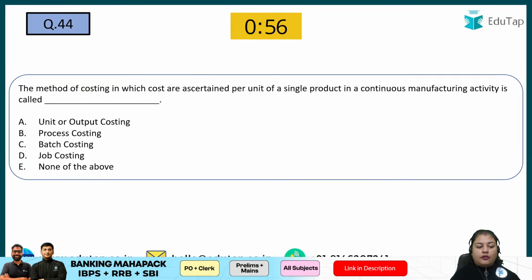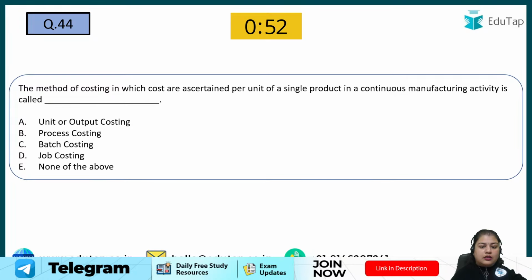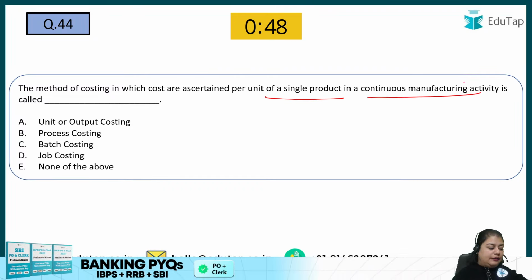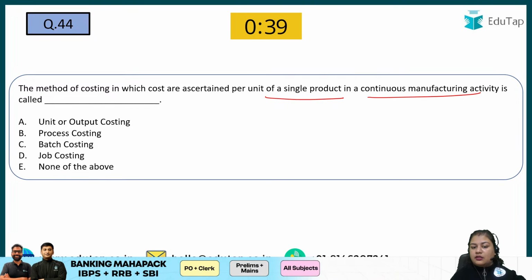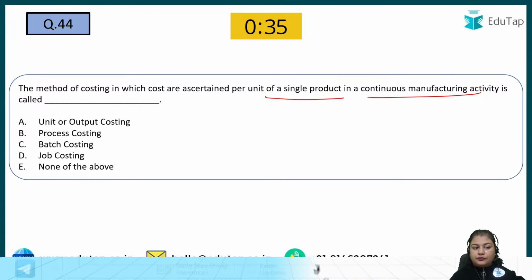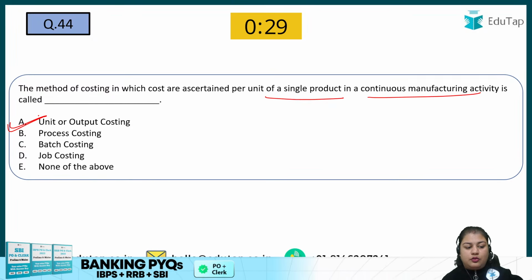Next, question 44. The method of costing in which costs are ascertained per unit of a single product in a continuous manufacturing activity is known as what? So, the method of costing in which the costs are ascertained per unit of a single product. Very, very easy. 44. Yes, A. Unit or output costing. Unit or output costing, right?